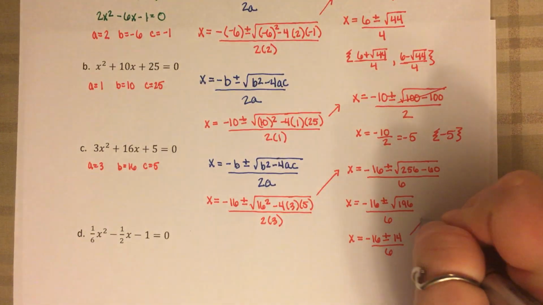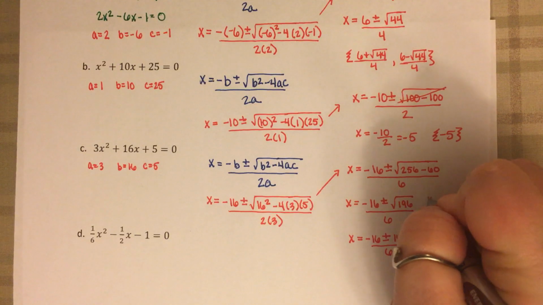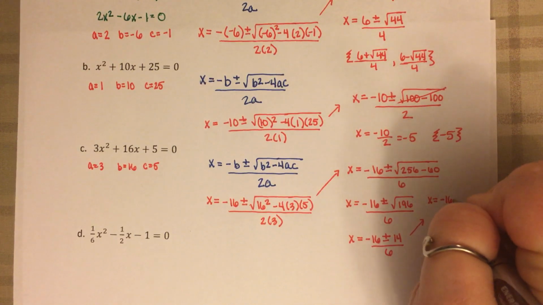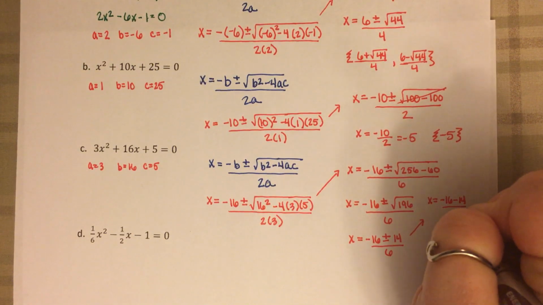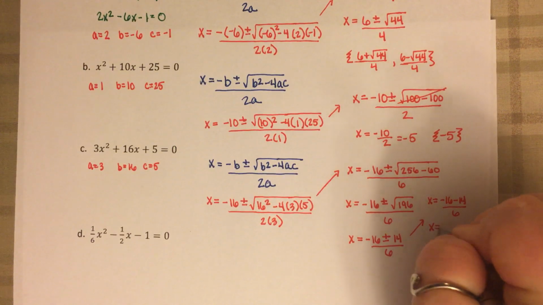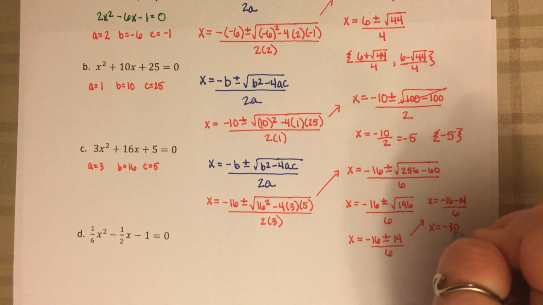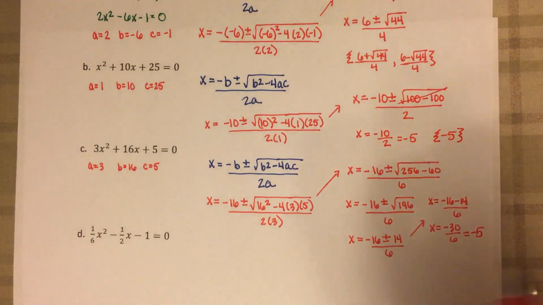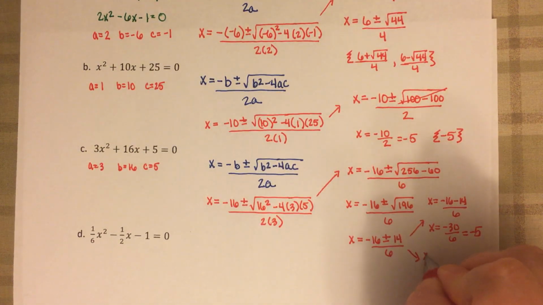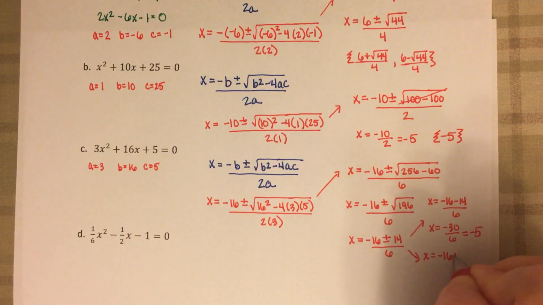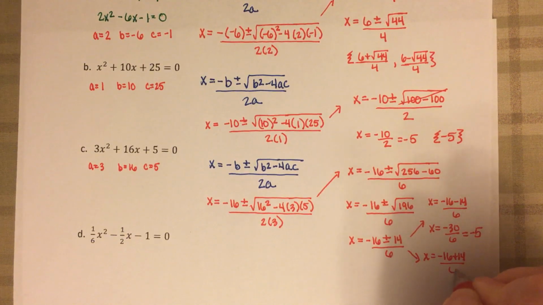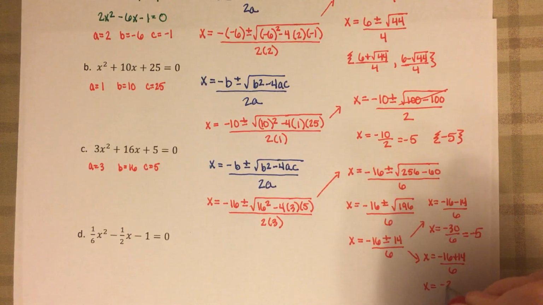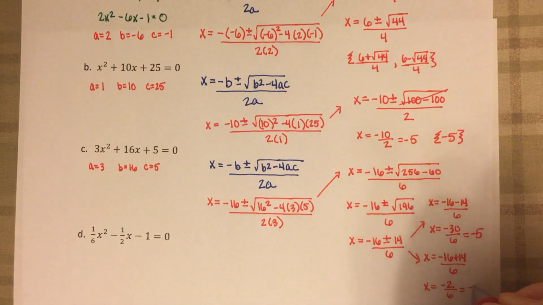All right, so then to finish this one off, x equals negative 16 minus 14 over 6. Negative 16 minus 14 is negative 30 over 6, which gives us negative 5. Or x equals negative 16 plus 14 over 6, which is negative 2 over 6, which is negative 1/3.